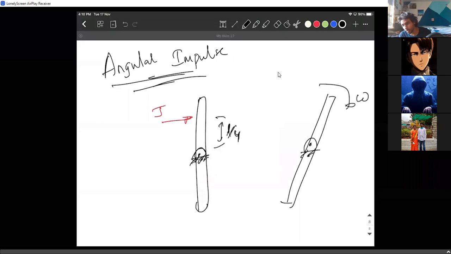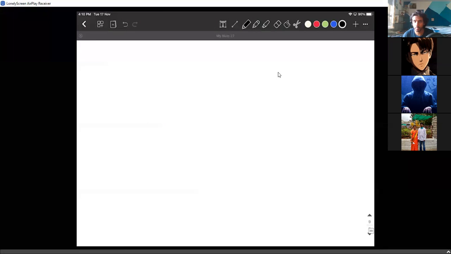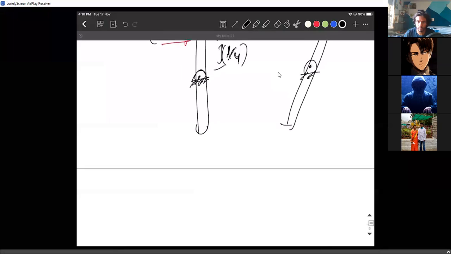What is the angular velocity when I give an impulse J at a distance L by 4? I've already talked about it. This is the linear impulse that we gave, and this into the perpendicular distance gives you the angular impulse. So let's try it along. Somebody already gave me the answer saying 3J by ML.